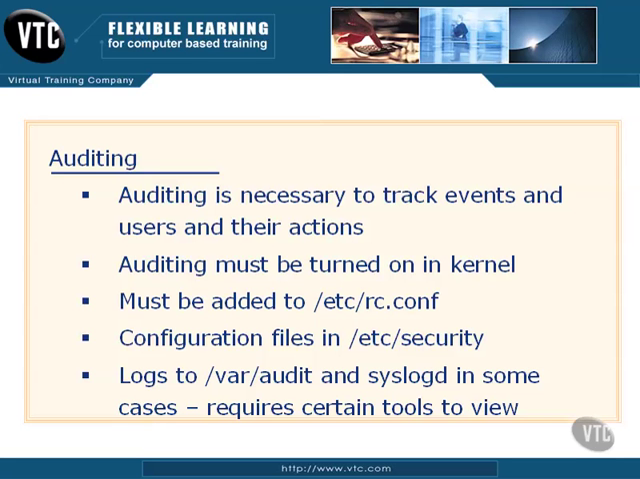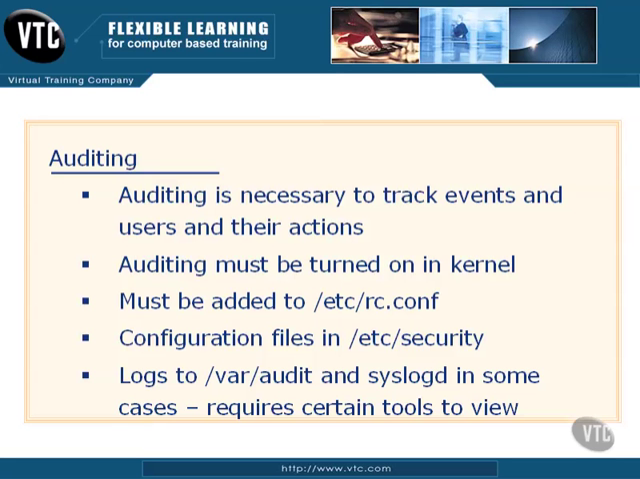Now, in order to enable auditing in BSD Unix, this has to actually be turned on in the kernel. And once it's turned on, you also have to add an entry to /etc/rc.conf. The configuration files that we find for auditing in BSD Unix, at least, are in /etc/security.